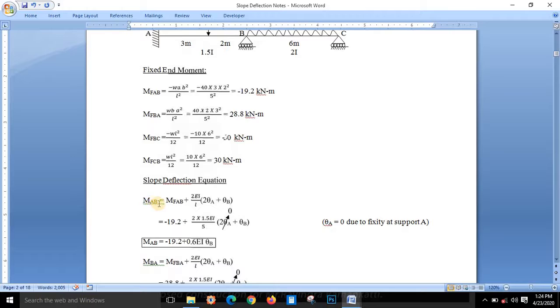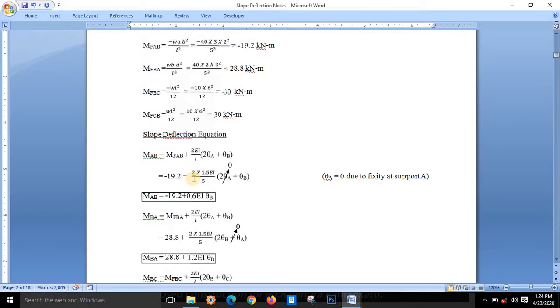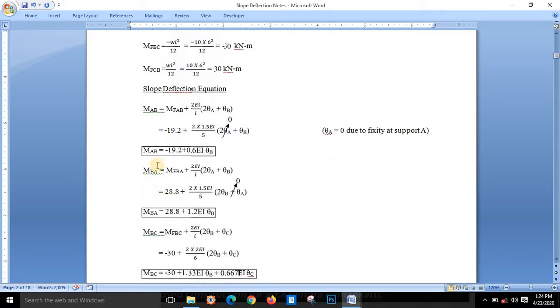So now MAB is equal to MFAB plus 2EI by L, 2 theta A plus theta B. Theta A is equal to 0 because of fixity. At point A, theta A will be 0 because it is a fixed support. I have calculated MFAB plus 2EI by L. This is important, I is 1.5I, and the span is 5 meter. So 2 theta A is 0 plus theta B, and I have got this equation. Similarly for MBA, the same equation I have used and I have got this particular answer.